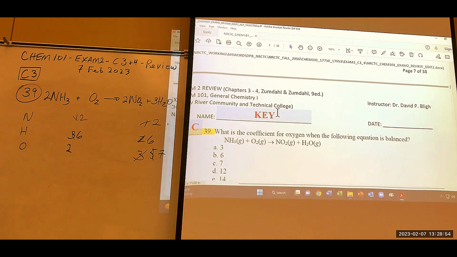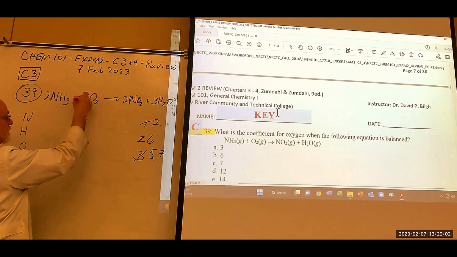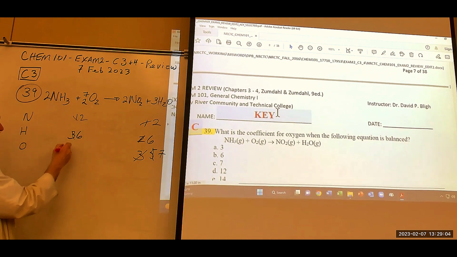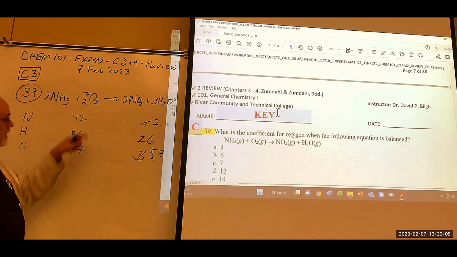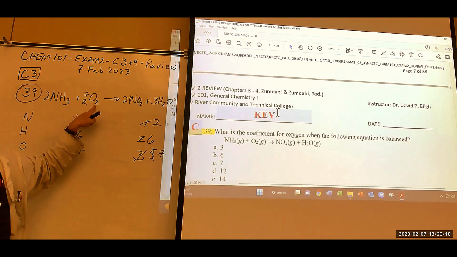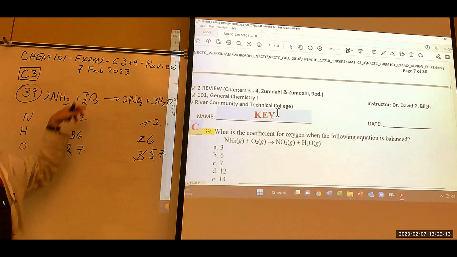So there's another trick. Remember that one? Use a fractional coefficient. A fractional coefficient, 7 halves, will give you 7 oxygen atoms. Okay. Because a half of O2 is an O. And then 1 times 7 is 7.